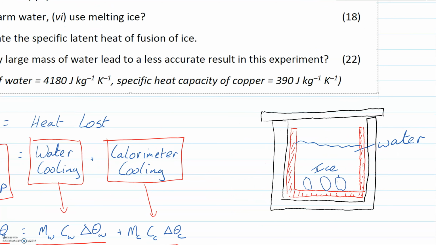What's happening there is the ice is melting. Now, it needs energy to do that, and it is getting its energy from the water. So the water is losing energy, and because it's losing energy, it's getting cooler. The temperature is dropping. The calorimeter, it's made of copper, and that is obviously cooling as well. So if the water temperature drops, then the calorimeter temperature drops.